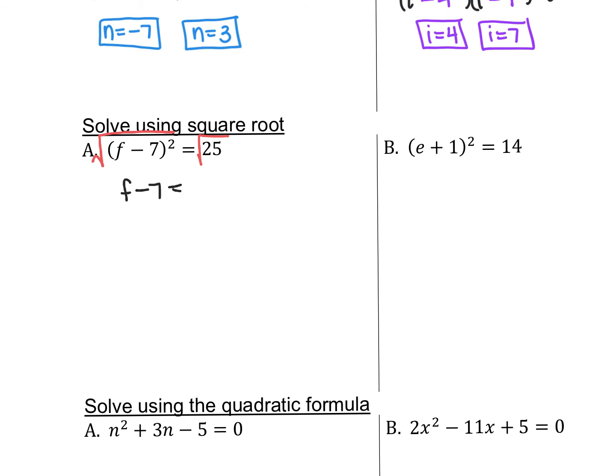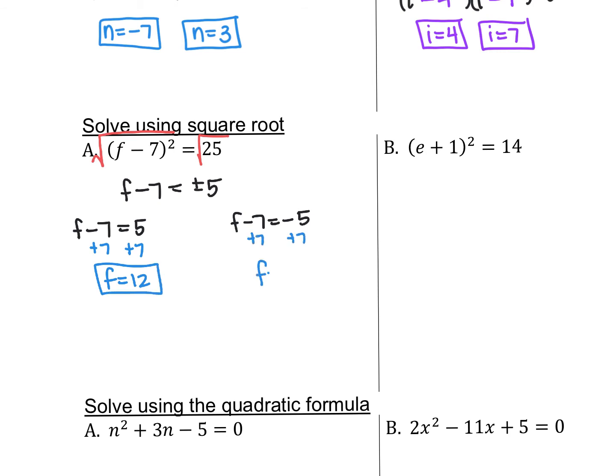The square root of 25 is 5, but remember, because it was squared, it could be a positive or a negative 5. And again, if you're comfortable solving it in a single equation, you can. I'm going to break it into f minus 7 equals positive 5, f minus 7 equals negative 5, and solve it that way. So for this one, f is 12 is one of my answers. f is positive 2 is my second answer, and most of the time we expect 2 answers unless there's some weird square root of 0 thing happen.